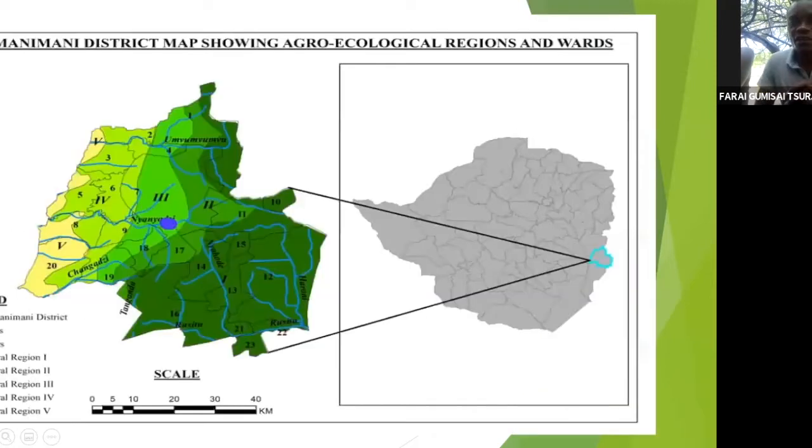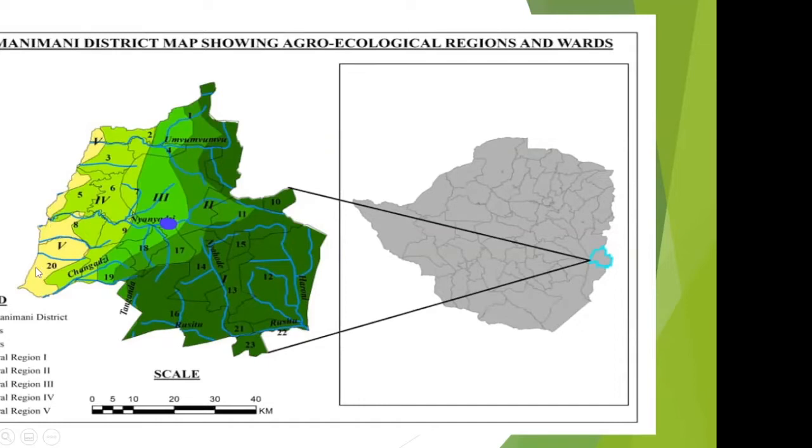So the map you see there shows the geographical location of Chimanimani in Zimbabwe. And to your left, it shows the agroecological regions of Chimanimani. The one you see in yellow, on the far left, is agroecological region five, which receives low erratic rainfall. And in most cases, it's the drier part of the district.